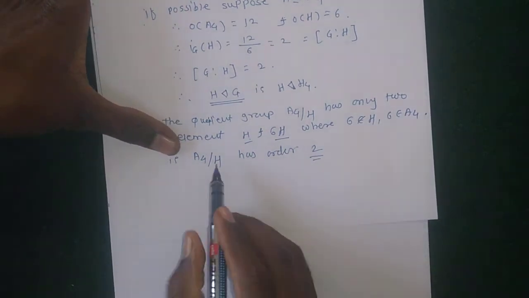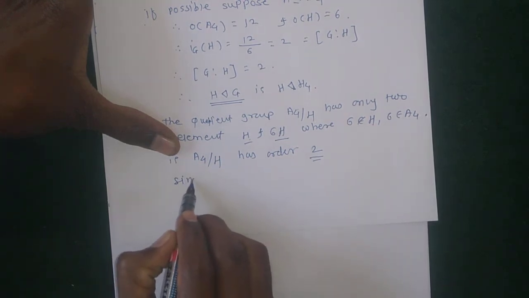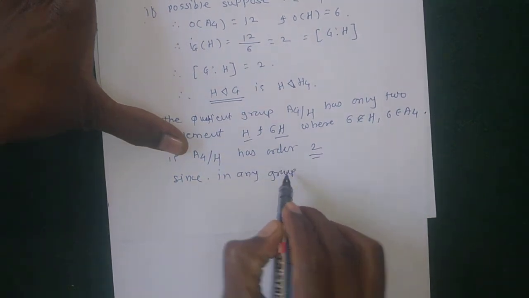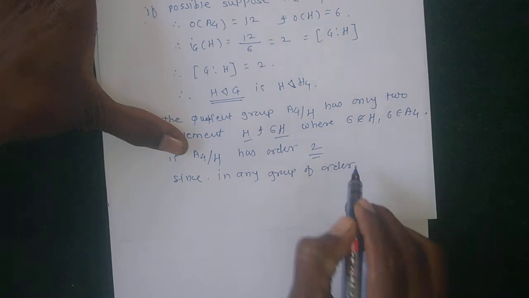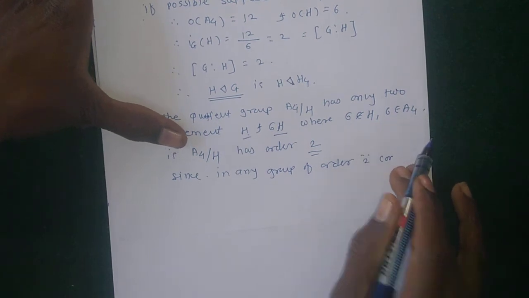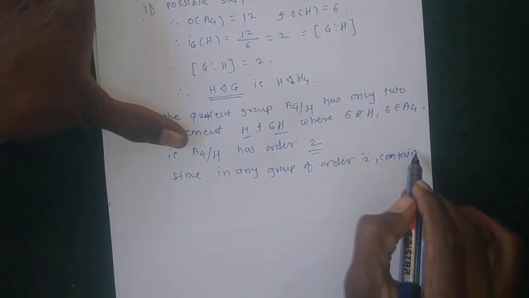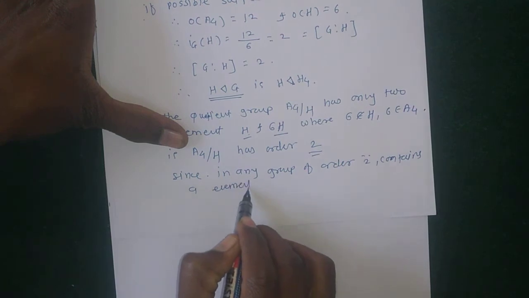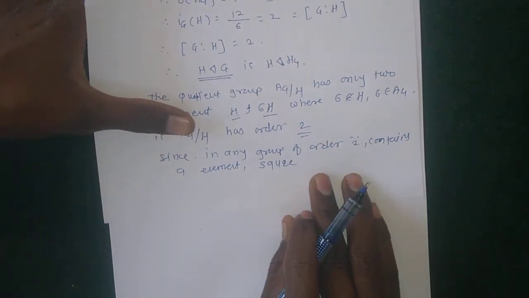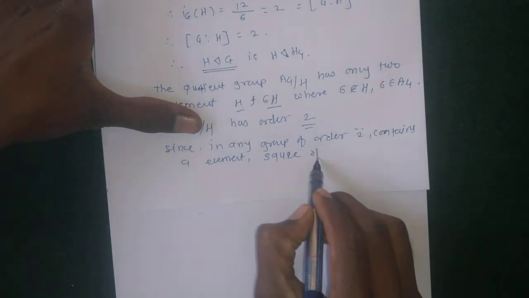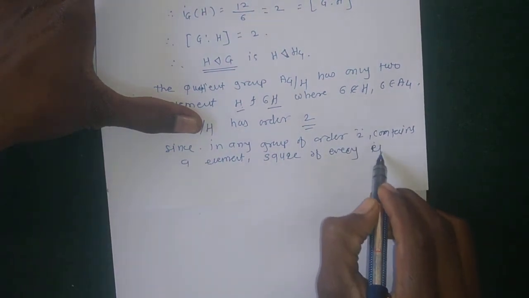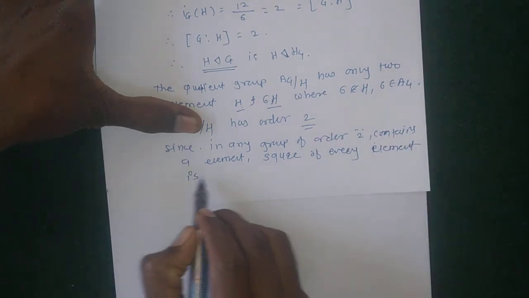Since any group of order 2 has the property that the square of each element is the identity, the square of every element is the identity.